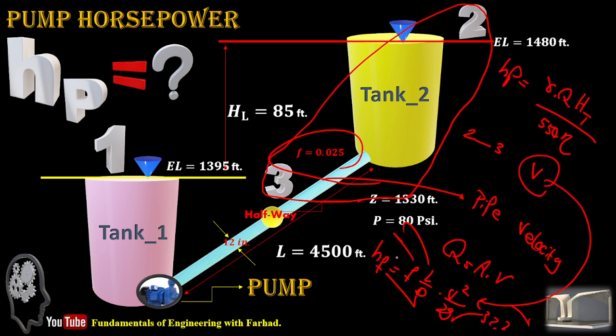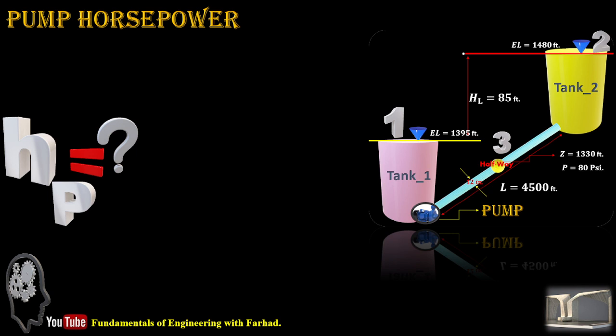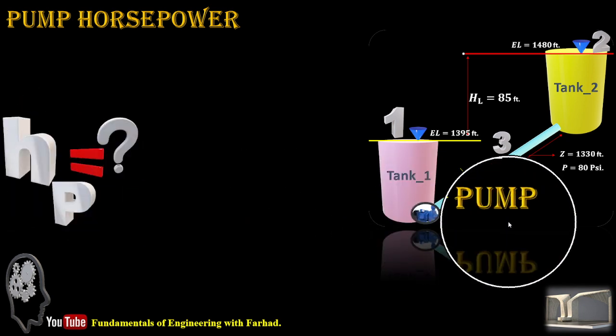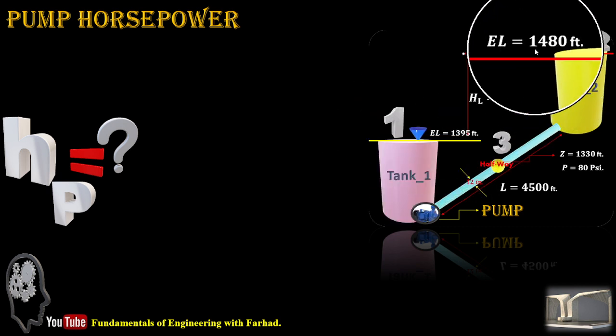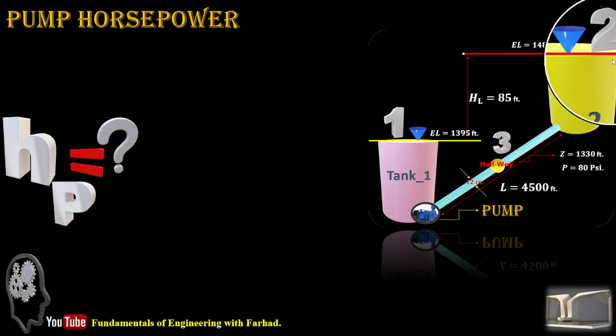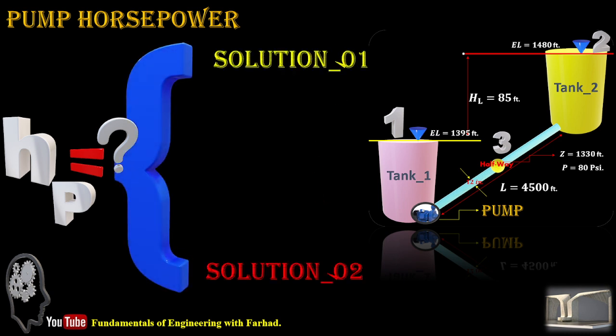Now this time we want to solve it in a way easier approach. So in this solution, again, we have the same problem, and if you don't know the problem, I will post the link for that one as well. We were working to calculate the horsepower of the pump which sends the water from tank 1 all the way up to an elevation of 1480 feet in tank 2. So to do so, we have two approaches, solution 1 and solution 2.